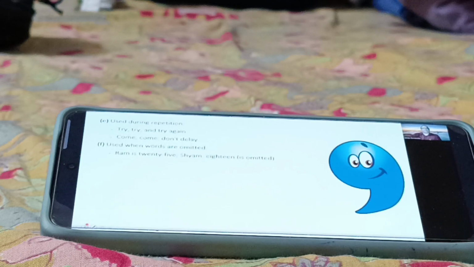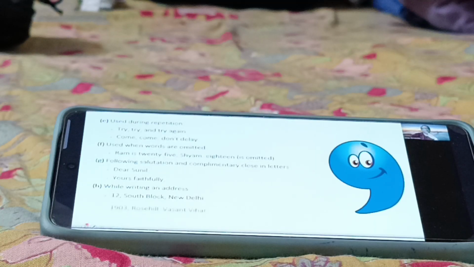Used when words are omitted. Ram is 25, Sham 18. So is omitted, so I've used a comma, so it is understood. Yeah, Sham is also 18. Following salutations and complimentary close in letters: Dear Sunil, comma. Yours faithfully, comma. While writing an address: Well, comma, South Block, comma, New Delhi, and then full stop. 1903, Rose Hill, Salvihar.